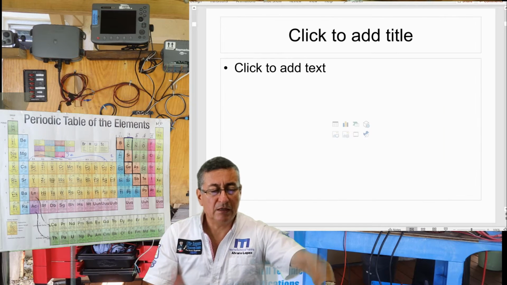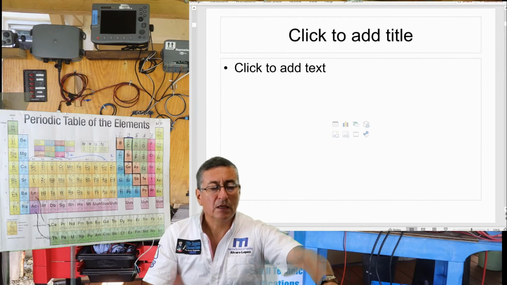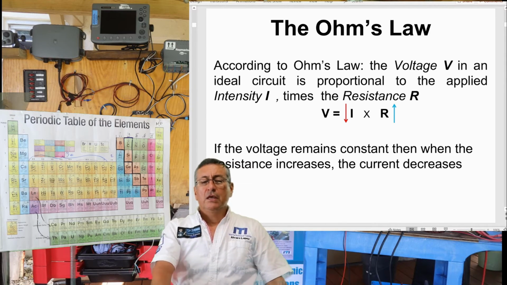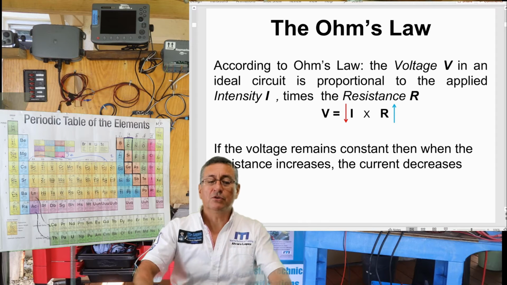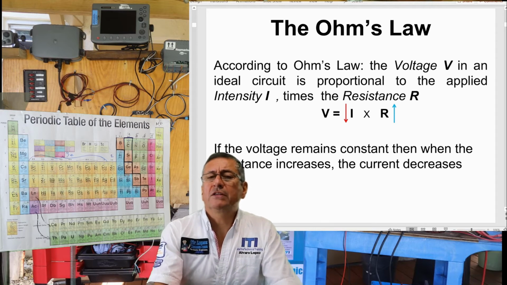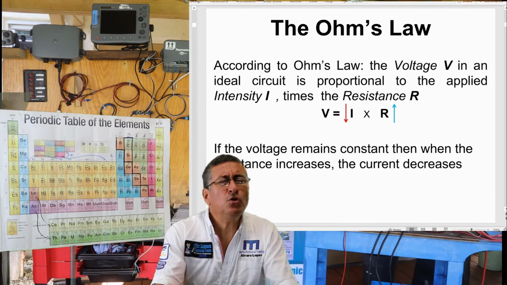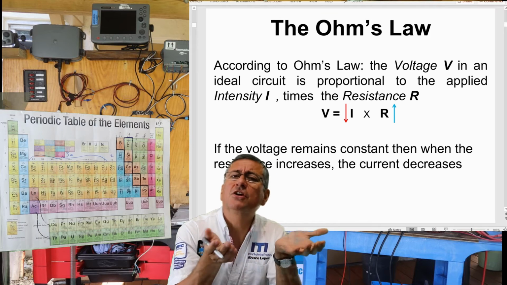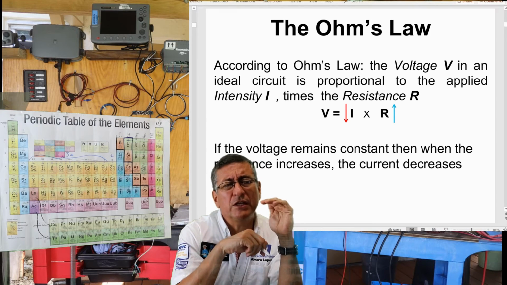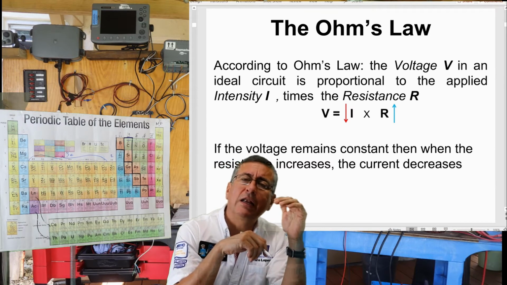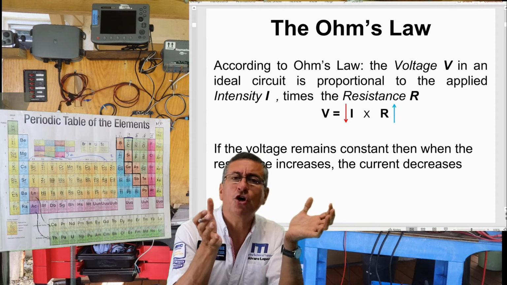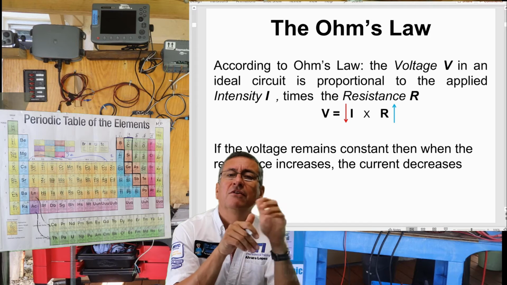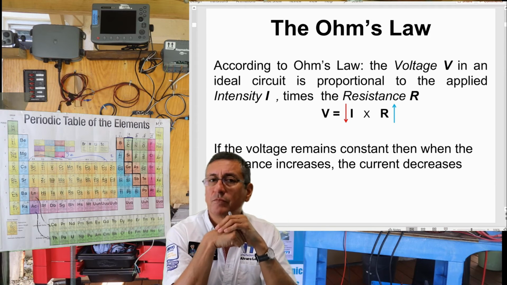Alright, let me continue with the Ohm law. According to the Ohm law, the voltage is equal to the intensity times the resistance. Let me explain something about this. For example, in the battery, you consider that the voltage of the battery is constant. Of course, the voltage of the battery decreases with time, and at the end of the month, the battery is discharged. But in a short period of time, you can consider that the voltage of the battery is constant.